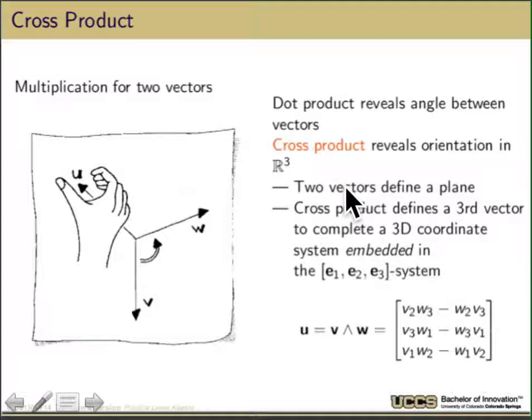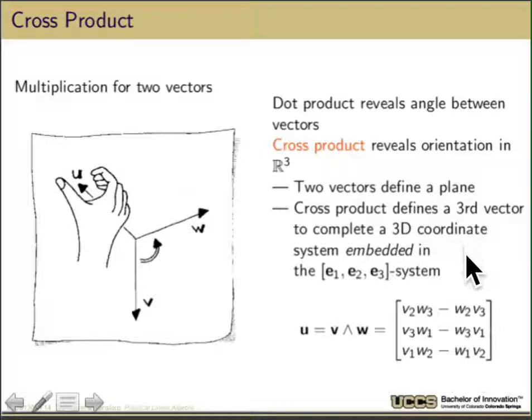To get there, we're going to use a new operator called the cross product. So the dot product reveals the angles between them, and the cross product really reveals their orientation and helps define a plane in 3D. So any 2 vectors define a plane, the plane that contains both of them, unless the 2 vectors are the same, in which case it's not a well-defined plane. The cross product defines a third vector that we can use to complete the 3D coordinate system, and this vector will be orthogonal to V and W.